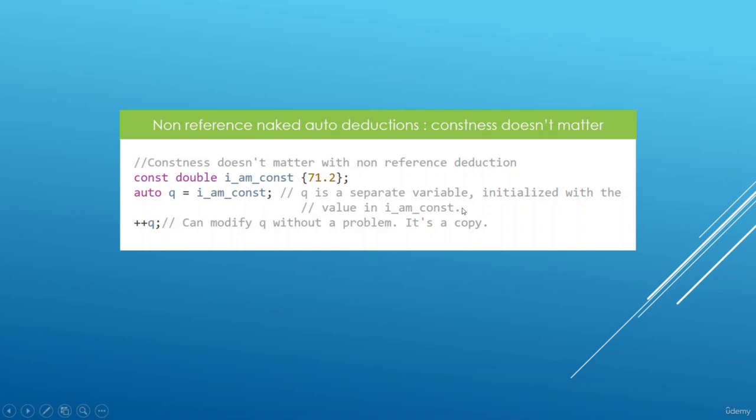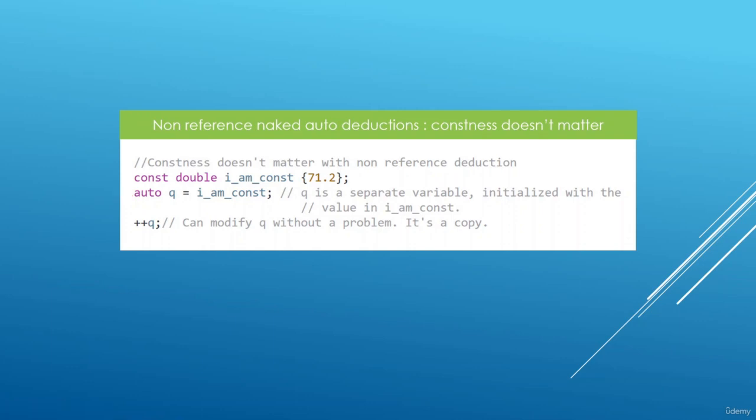If we try to do that, we're going to get a compiler error, and this is something you need to keep in mind. But please be aware that non-reference auto-type deductions don't keep the constness, because it doesn't really make sense to enforce the constness here, because q here is going to be a copy anyway. So it's a completely different variable which happens to have a copy of the value of IAMConst stored in this variable. So we can modify it however we want, and we're not going to get a compiler error.